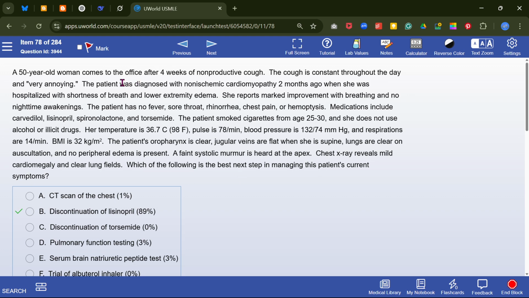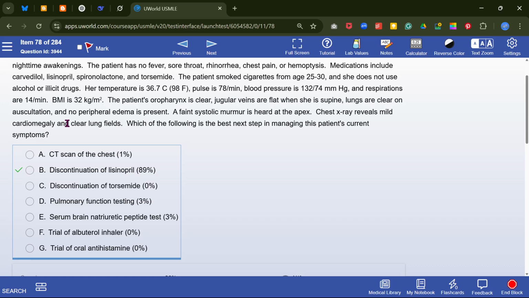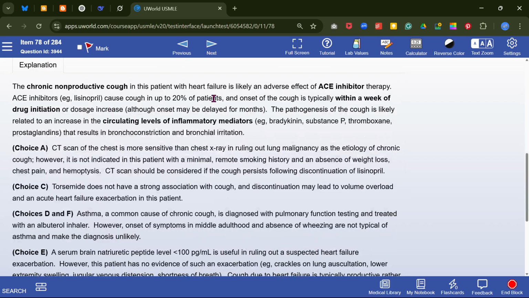So, in this whole stem, there are no signs of asthma, no signs of GERD, and this patient has had 4 weeks of cough with no signs of rhinosinusitis. Looks like the drug lisinopril is causing this dry cough. So we know that ACE inhibitors can cause dry cough. So that is the answer.